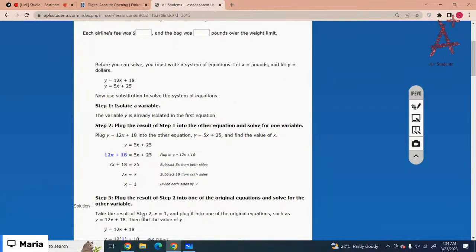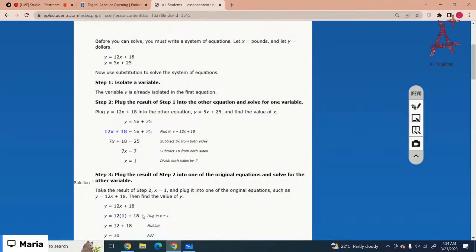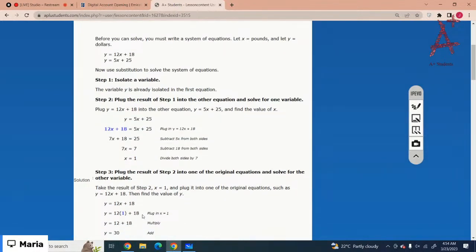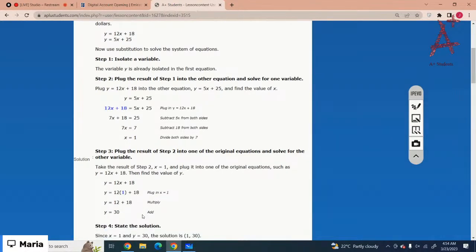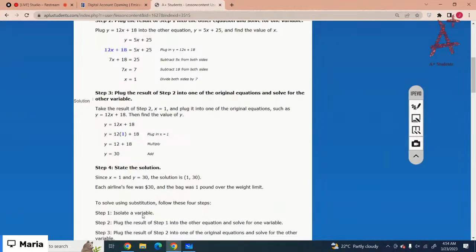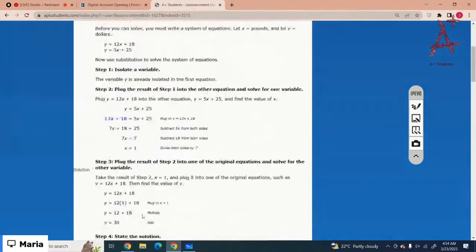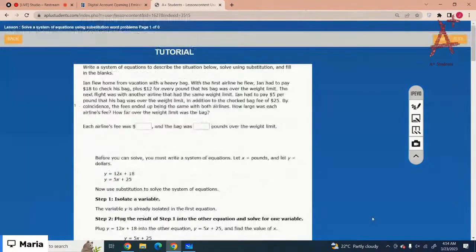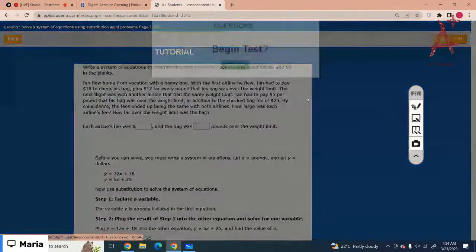You can substitute the value of x in any equation to calculate the value of y. So it would be y equals 30. So the answer is x equals 1 and y equals 30. Got it? Okay, let's start with the test questions so that we can do the practice questions.